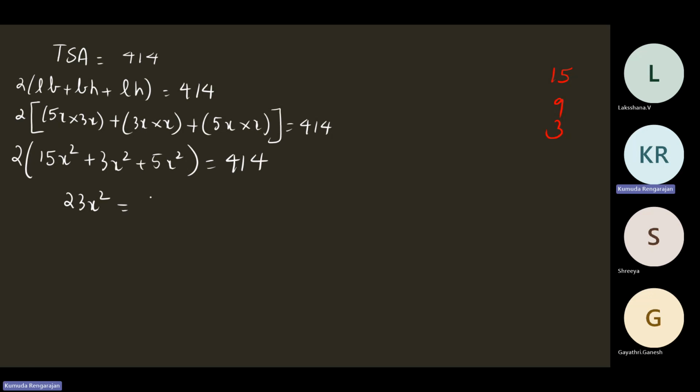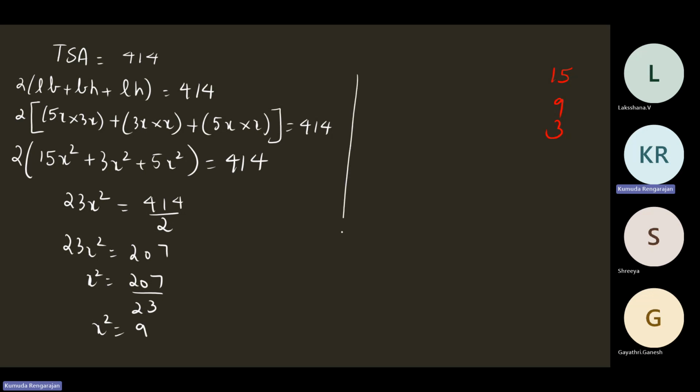23x square is equal to, the 2 will come down for division. So 23x square is equal to 207. X square is equal to 207 divided by 23. So x square is equal to 9. Divided, you will get 9. So x square is 9. So what is x? Square root of 9. That is 3. X is equal to 3.